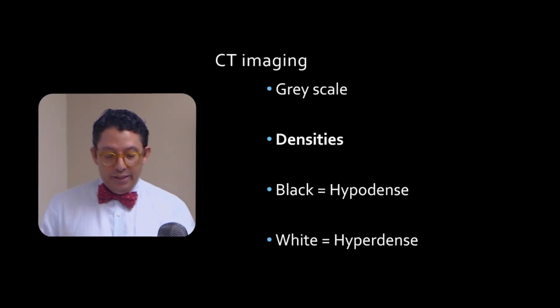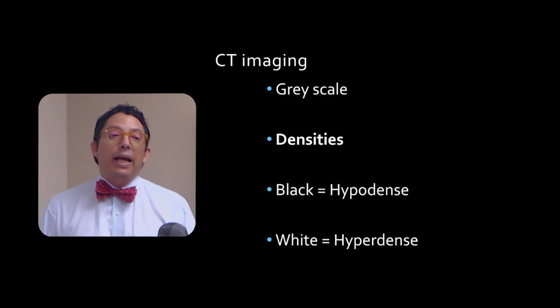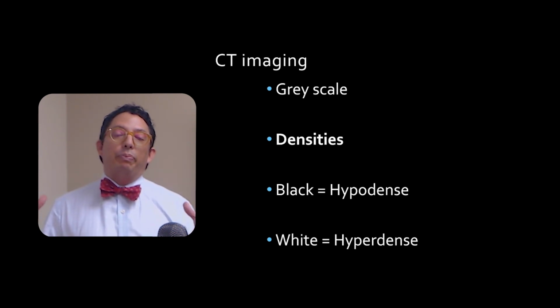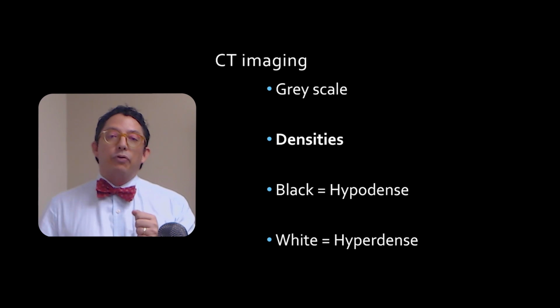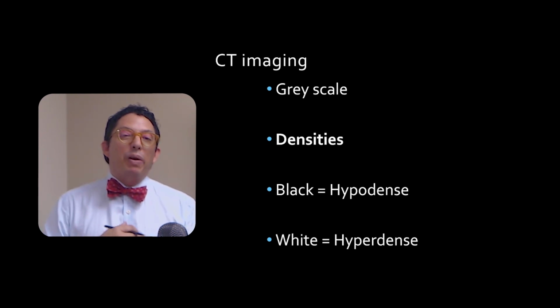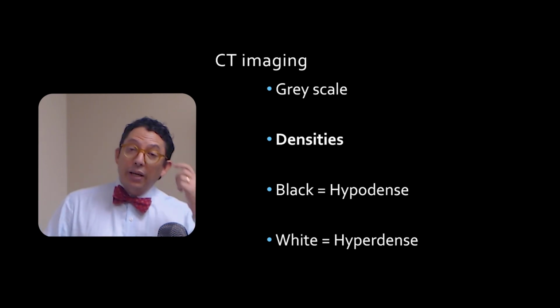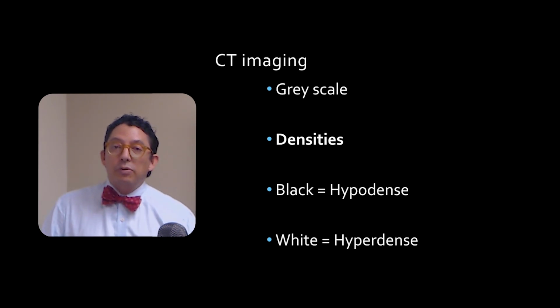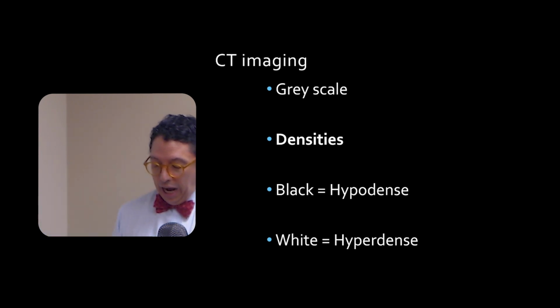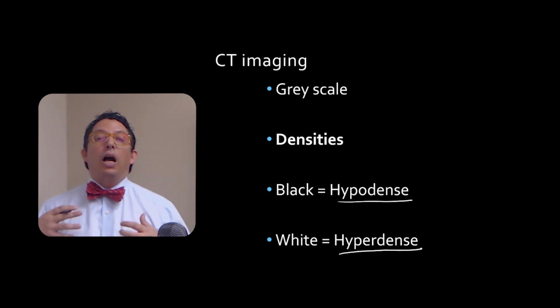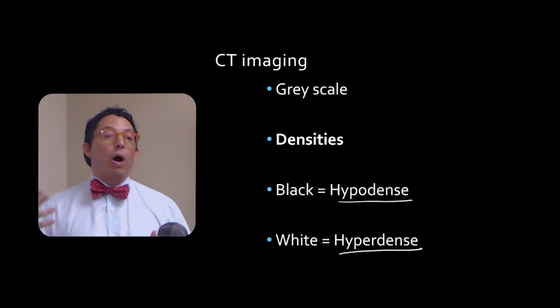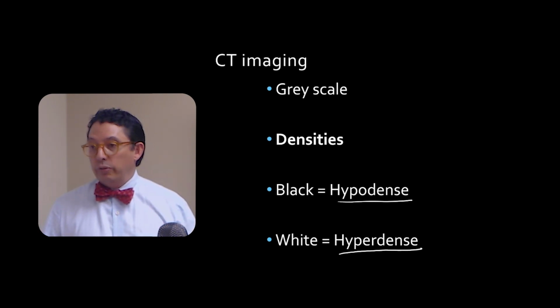So again, CT imaging has a grayscale, and because CT is based on how dense the structure is for the photons to cross, when we're speaking the CT lingo, we're going to be talking about densities. So if something is dark on CT, we are going to talk about something being hypodense. If something is white on CT, we're going to talk about something being hyperdense. So this is how we speak about something being whiter or darker than a structure when we're reading CTs.